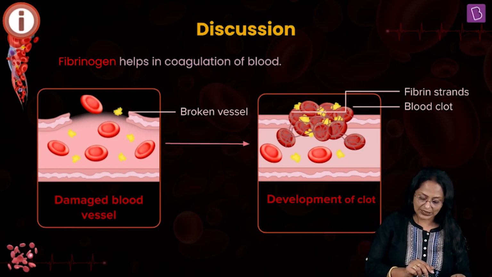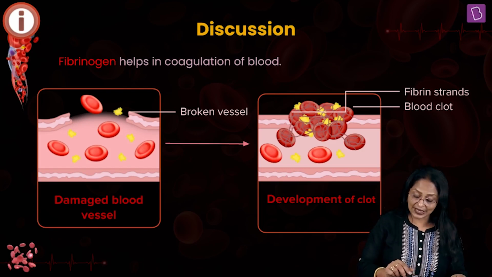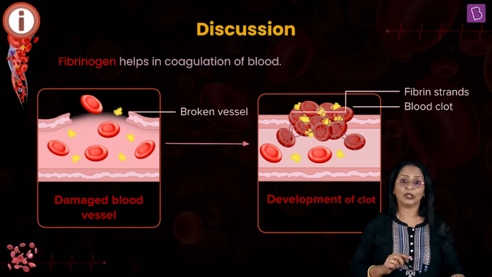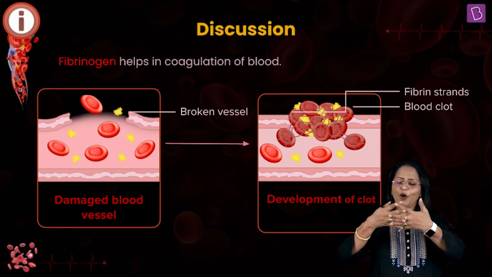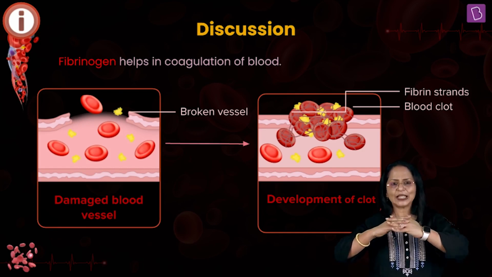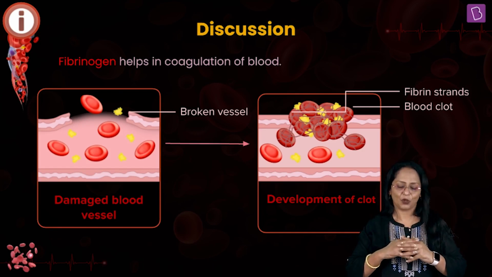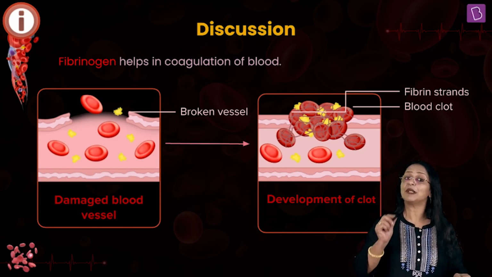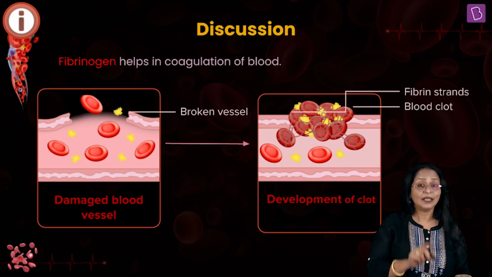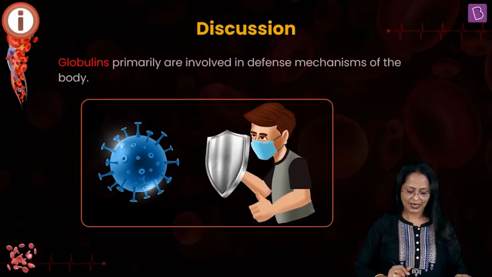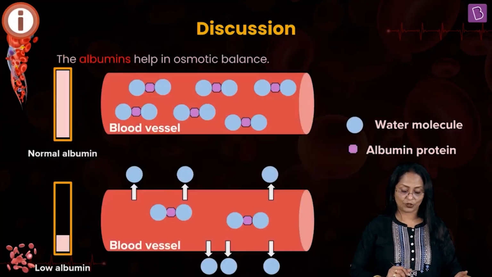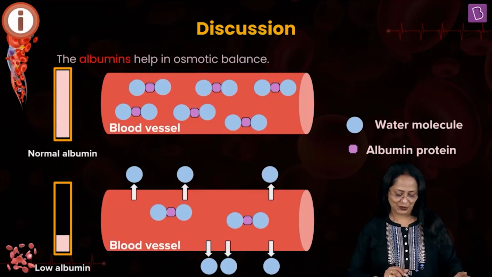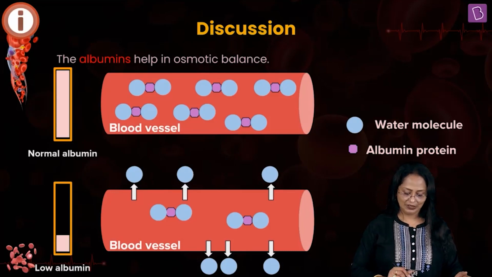So what you see here is the damaged blood vessels and then the formation of the blood clot. You can see it's like a mesh that is formed. The fibrin forms a mesh like this and the platelets stick together and a clot is formed. So blood clotting is taking place with the help of platelets and the protein fibrinogen. And as I told you, globulins play an important role in the defense mechanism or the immune response. Albumins play a role in maintaining the pH of the blood or the osmotic balance of the blood.